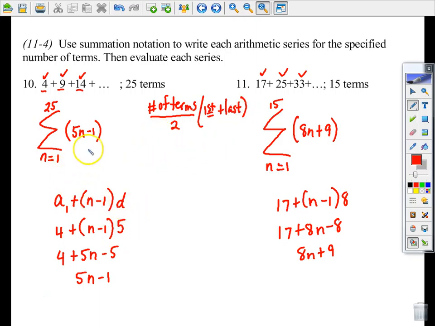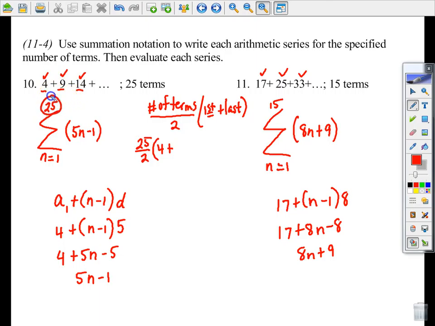Okay, so let's do that over here. The number of terms, 25 divided by 2. The first term is 4. The last term I don't see because remember there's 25 terms here. I can only see the first 3. But it's easy enough to find it.